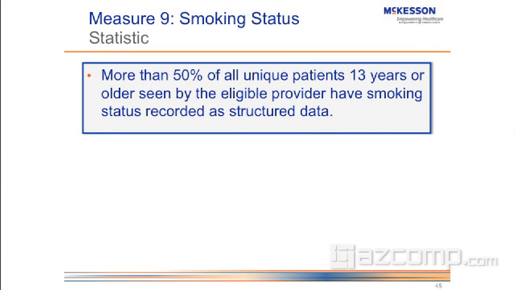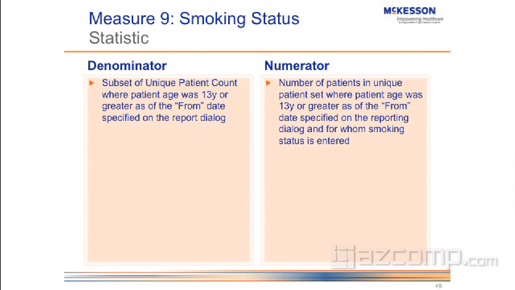So here's the measurement: more than 50% of all unique patients 13 years or older have a smoking status as structured data. Here's the denominator, so it's basically all of your patients that are 13 years or older in between that from and to date. And then the numerator is going to be the number of patients in the unique patient set where patient age is 13 years or greater, and they're specified whom the smoking status is entered.